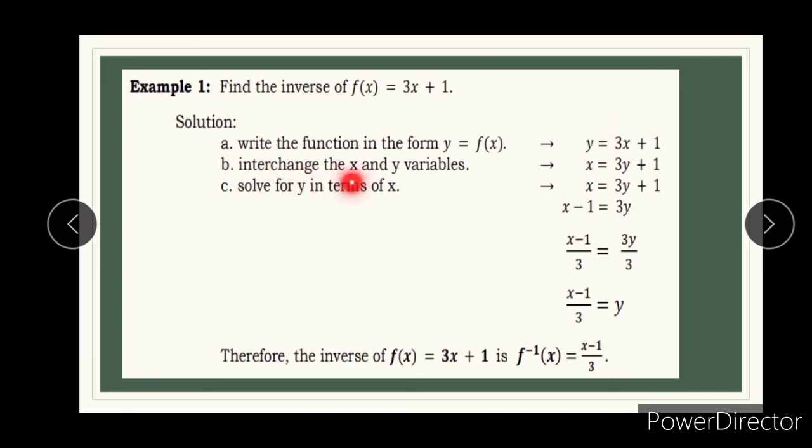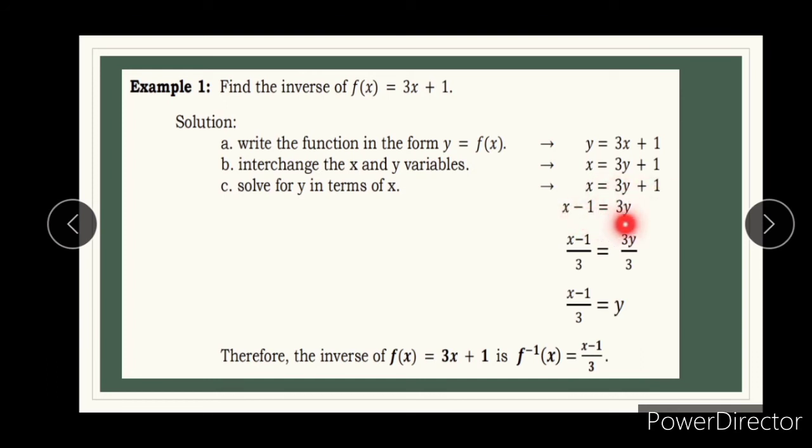Second, interchange the x and y variables. So we have x is equal to 3y plus 1. Third, solve for y in terms of x. x equals 3y plus 1.